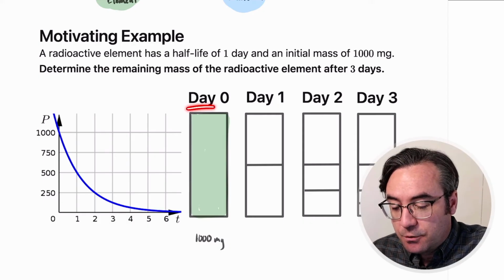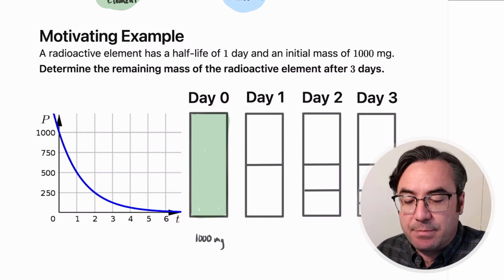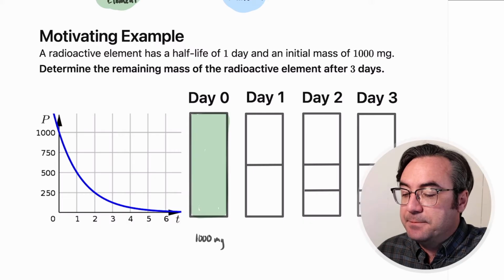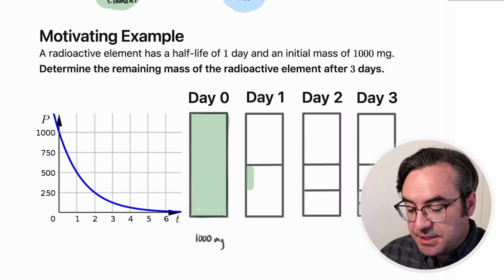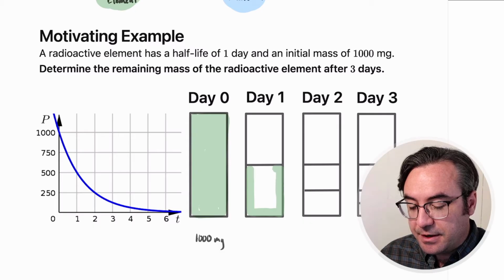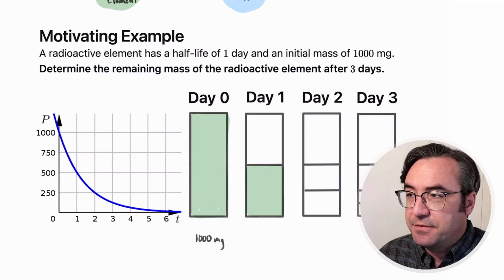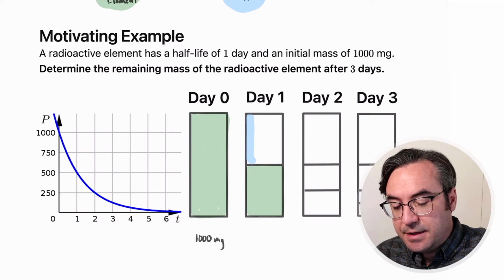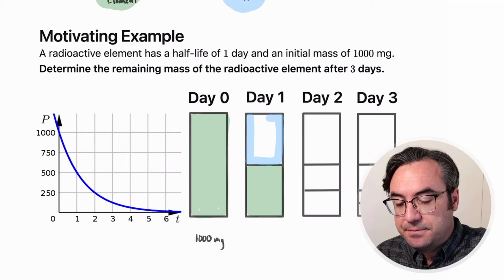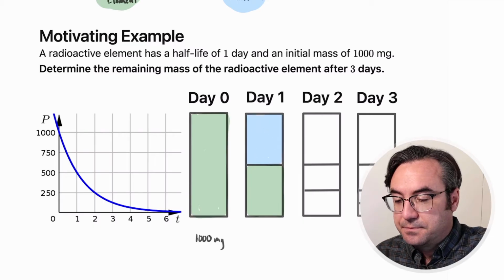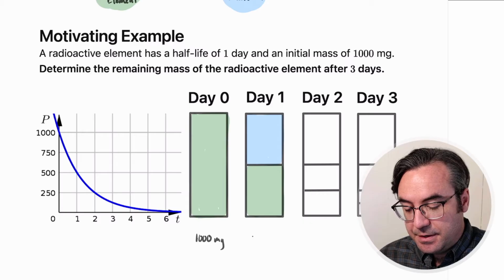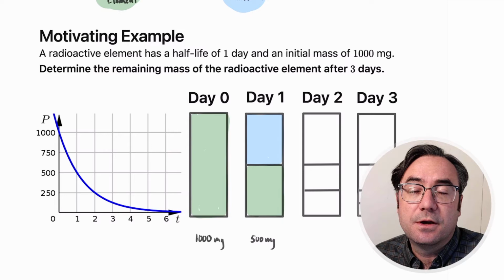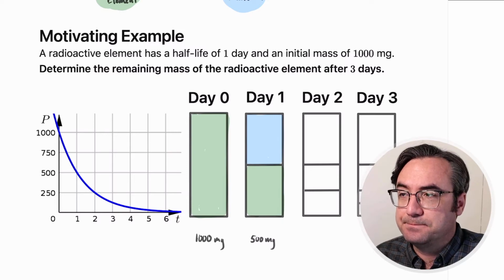All right, so we're going to go from day 0 to day 1 and watch what happens. If we remember, the half-life of this is 1 day. So what happens is half of our sample is still going to be there. So half of this is still going to be our radioactive element, but the other half has now decayed into some other material. So what we have now is half, 500 milligrams of our radioactive sample.